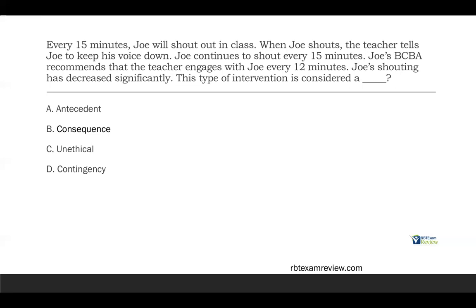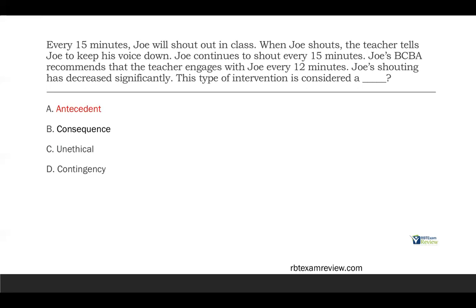So the question becomes, is this an antecedent intervention or a consequence? Well, ask yourself, is the intervention occurring before the behavior or after? So what is our behavior? Our behavior is shouting out, right? The teacher engaging Joe, does it happen before or after the shouting out? Well, what happens before? So what type of intervention is that? That is an antecedent intervention, okay?